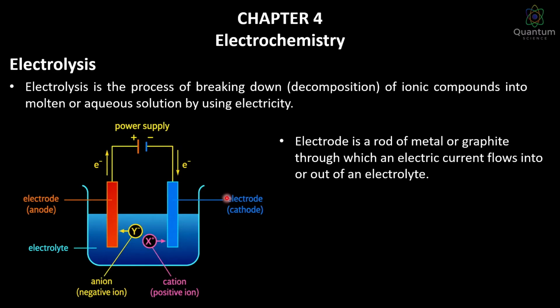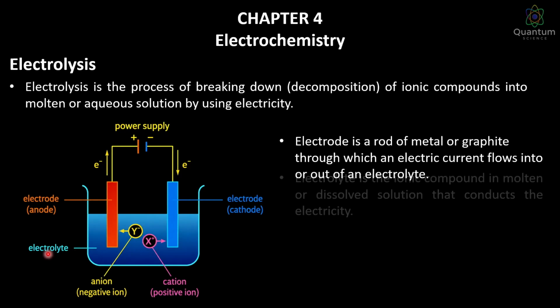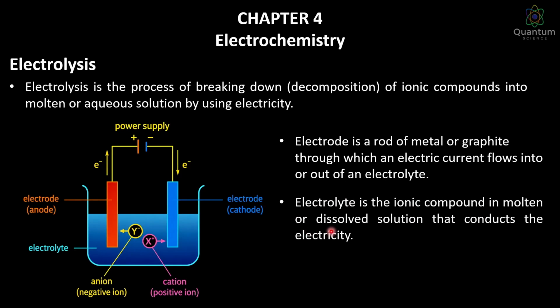Okay, if you still remember the electronic circuit symbol, the longer line here is positive and the shorter line here is negative. And what is electrolyte? Electrolyte is ionic compounds in molten or dissolved solution that conduct electricity. So this is the electrolyte or the liquid in here. It can be molten or dissolved solution.